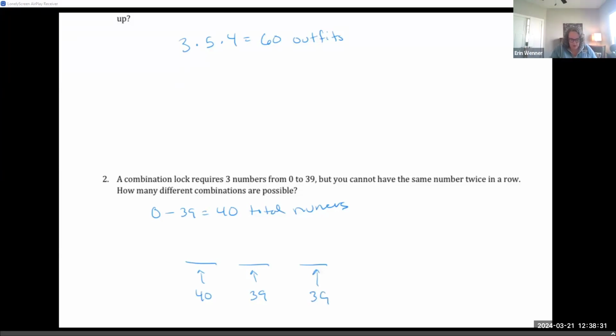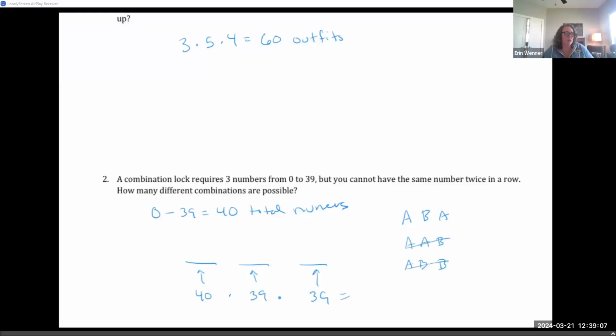So to come up with this, we need to multiply all of those together. And again, the reason why it's not 40, then 39, then 38 is because I didn't say you couldn't repeat numbers total. I just said you couldn't have them twice in a row. So I could do A, B, A, right? But I can't do A, A, B, or A, B, B, right? Those are not allowed. You can have that number come twice in a row if it comes at the end.